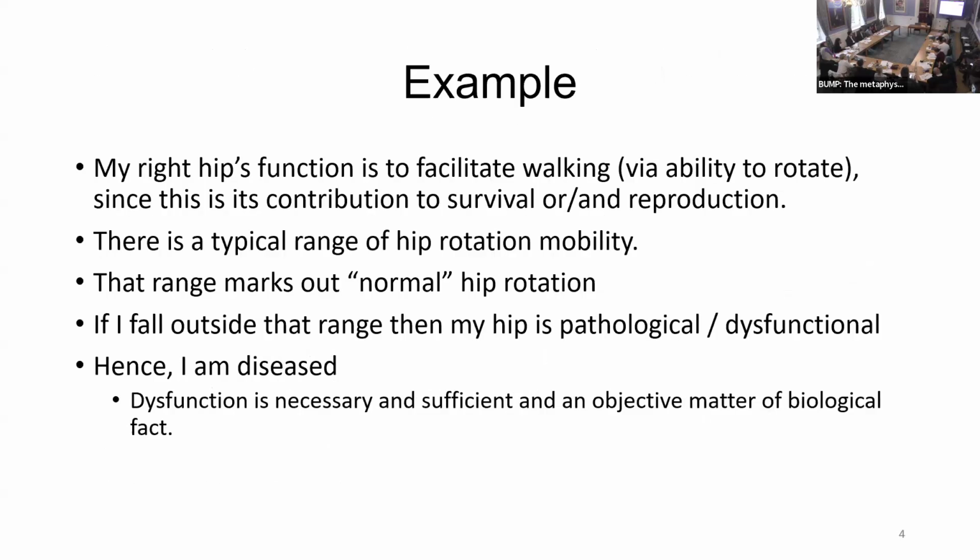So this is my example, not Boorse's. My philosophy of medicine students get burdened with various accounts of my ailments, and we can illustrate with an example. I'll just give you one. The way it would go for my hip function is my right hip's function is to facilitate walking via its ability to rotate, since that's my right hip's contribution to survival and/or reproduction. There's a typical range of hip motion.